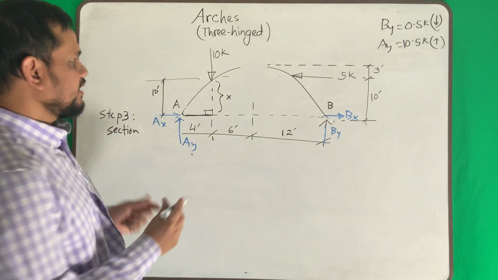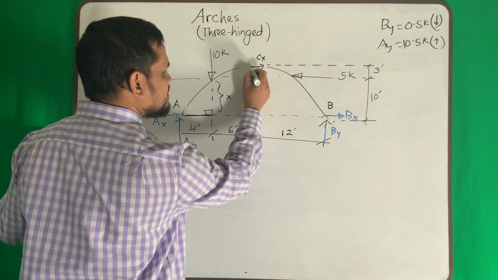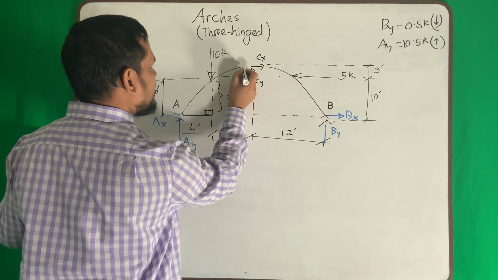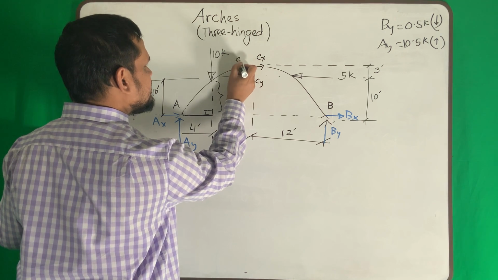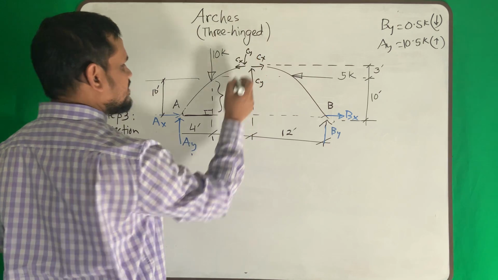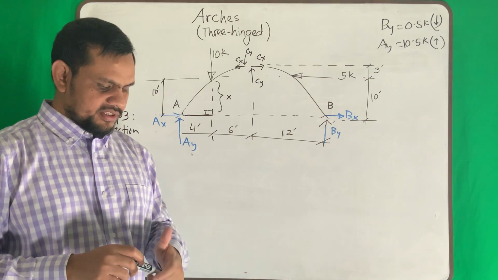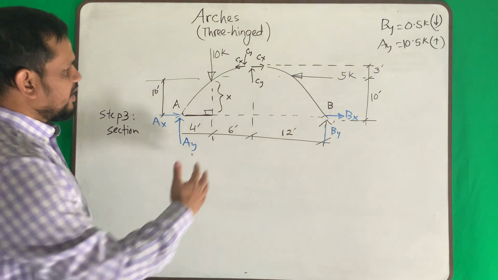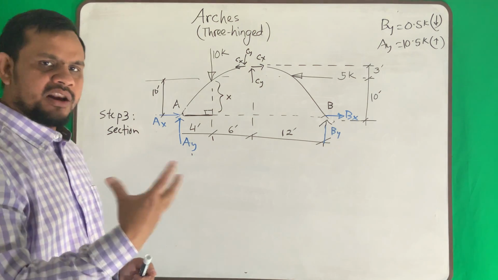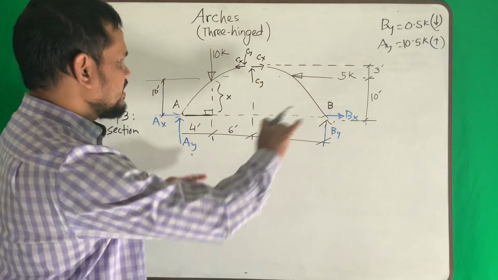If I cut somewhere here, say I am assuming my Cx this way and Cy say this way, then my Cx this side will be this way and Cy will be opposite this way. There is no moment here because this is a pin support. Now if I consider right or left, both are okay, depending on your unknown. So say I am to find my Bx first, then I will take that side.